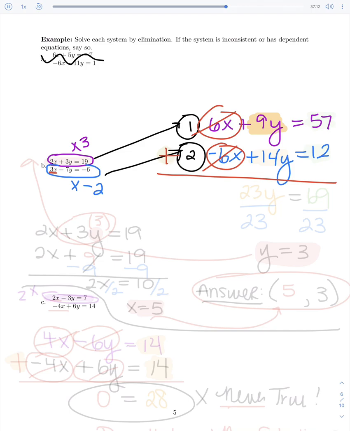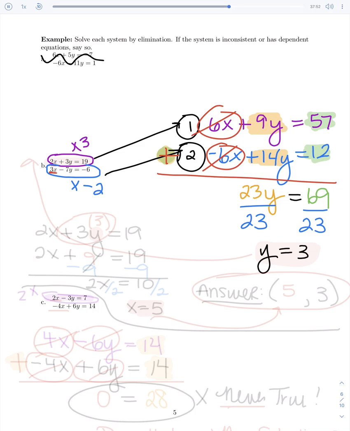So the 9y, the positive 9y added to the 14y gives me a total of 23y. And on the other side, let's see what we have. We have a 57 plus a 12, which will give me, let's see, 69. Keep on going like you would a normal equation because this is looking pretty nice now as I can divide both sides by a 23, which gives me a final answer for just my y anyways of 3.